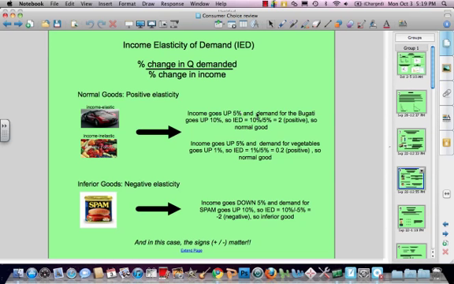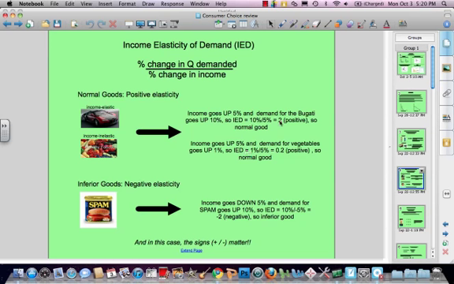If income goes up 5% and demand goes up 10%, the income elasticity of demand in this case is 2, and it's positive, so it's a normal good. There we go, normal good. Income goes up 5% and demand for vegetables goes up 1%, so the income elasticity of demand for this is 0.2. It's also positive, so it's a normal good.